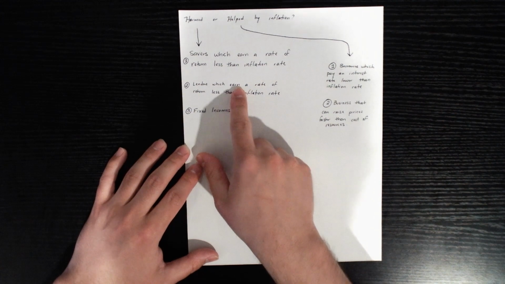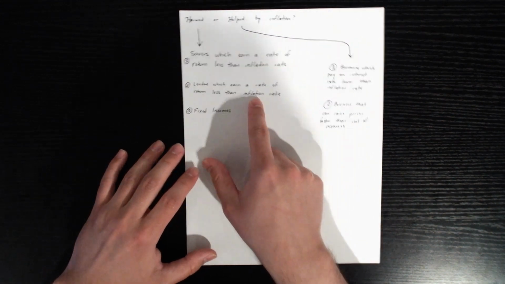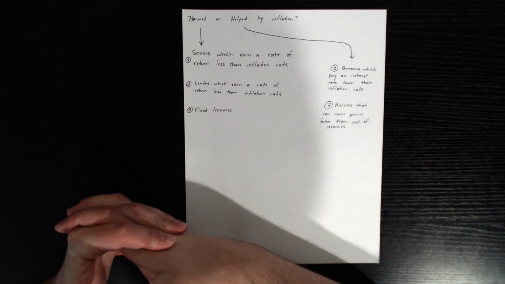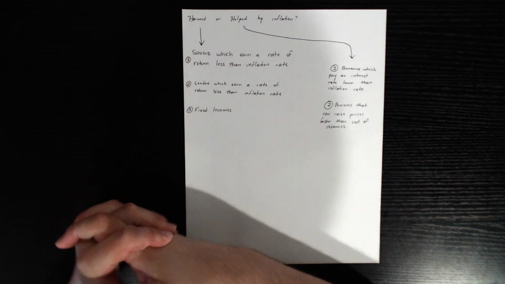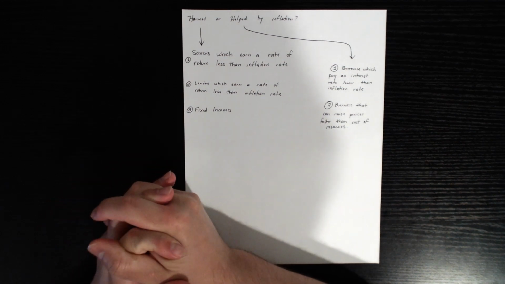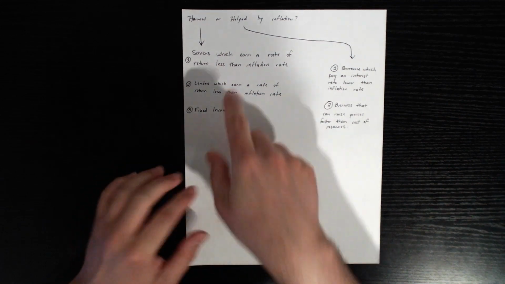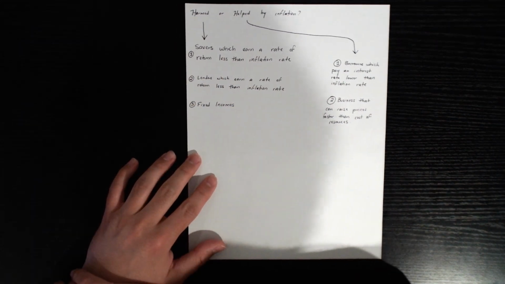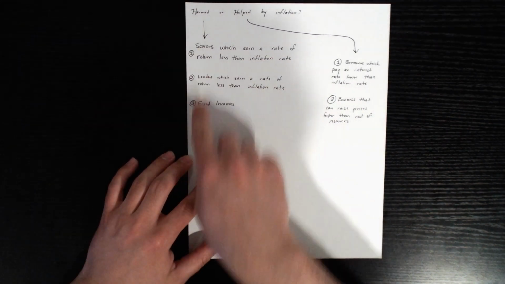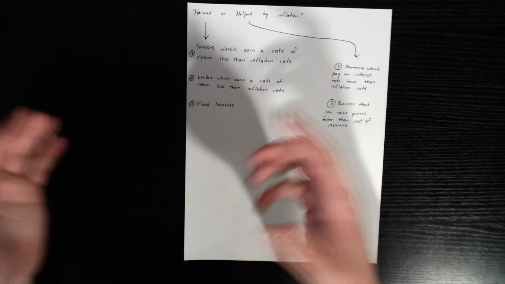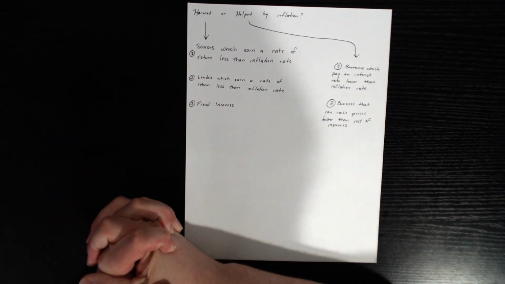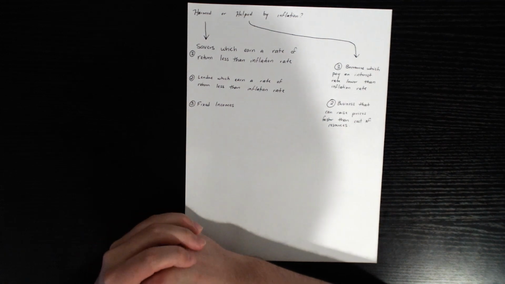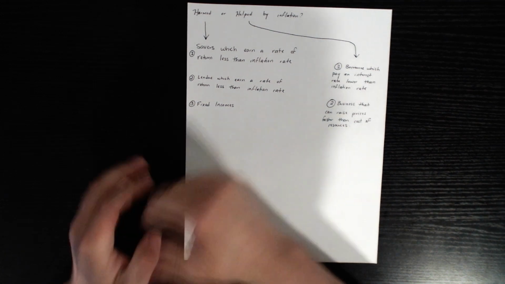Second, lenders, which earn a rate of return less than the inflation rate. So if a lender is charging you 5% interest and there's 10% inflation, that lender is being harmed by the unexpected inflation. Finally, people with fixed incomes, they're getting paid the same amount. If there's unexpected inflation, they're going to be harmed because their purchasing power is going to decrease.